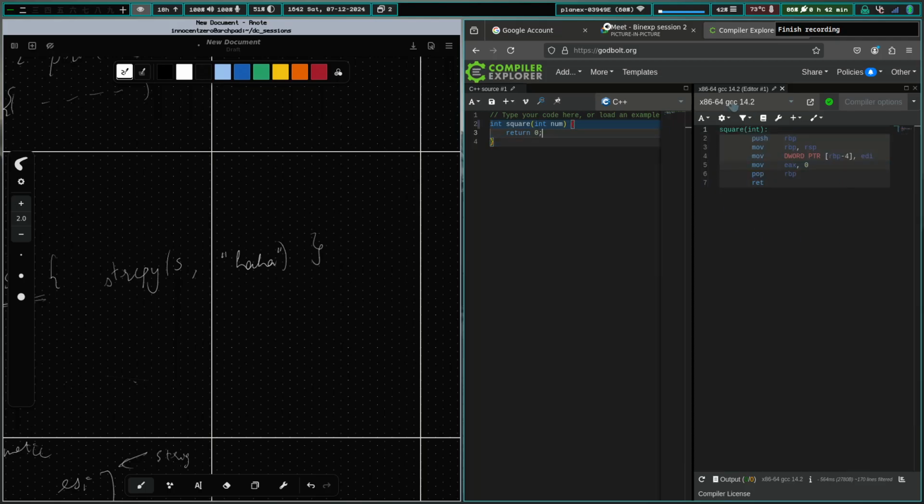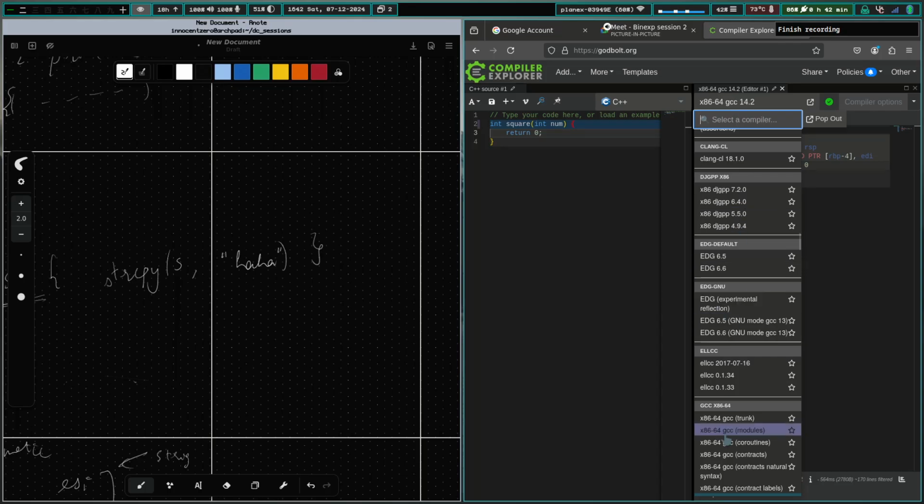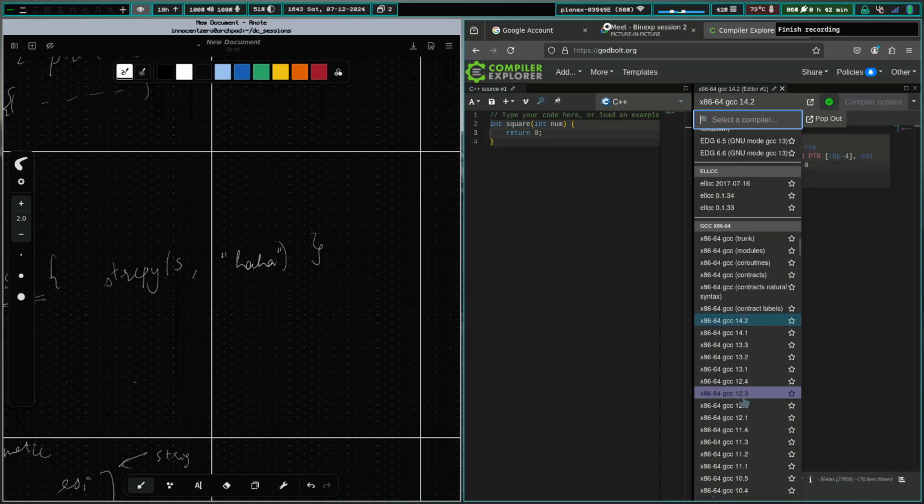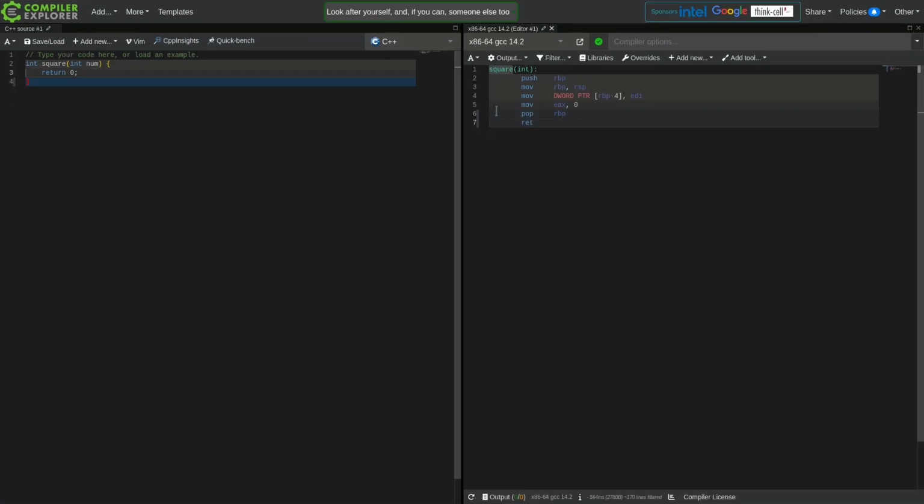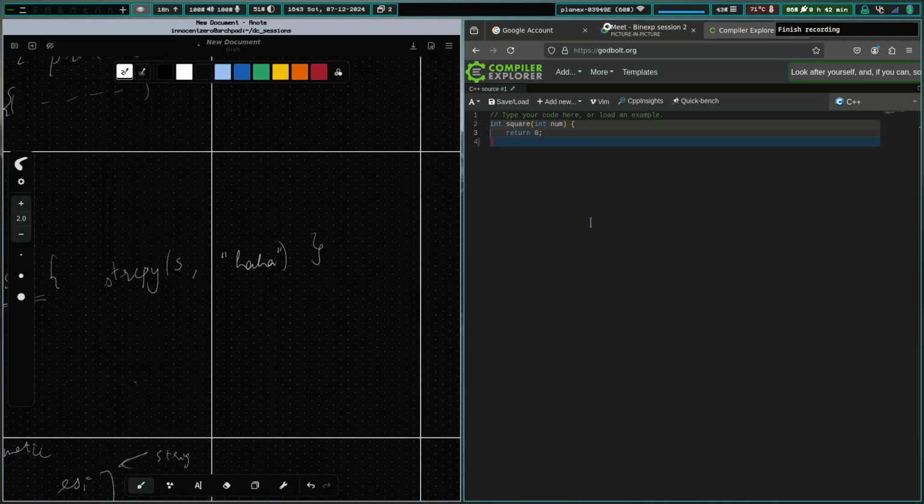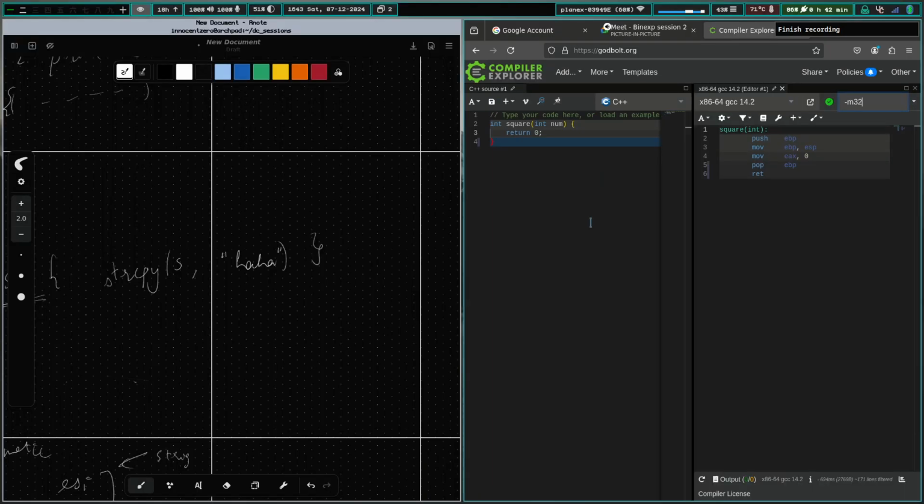Let me change to 32-bit. GCC 32-bit, where is it? Are you all there? Yeah. So as you can see, move EBP to ESP. Let's add more options. I'll first of all add.